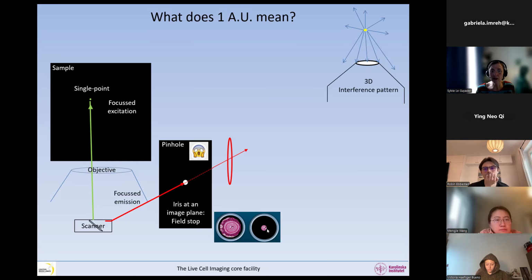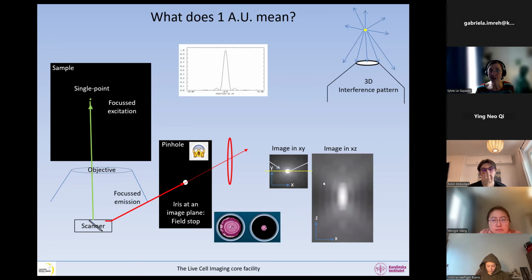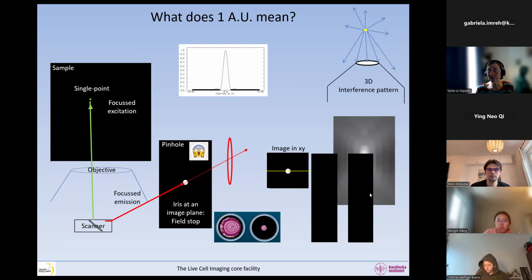So we put this pinhole and we remove part of the light. You know that we have this complex 3D interference pattern that is formed, and you know now the shape that this has. So the image that is here has this shape. And what we do when we have a pinhole is that we basically remove all the rings. And when we remove all the rings, if another fluorophore is a bit out of focus nearby, the main blob is going to be blocked out.